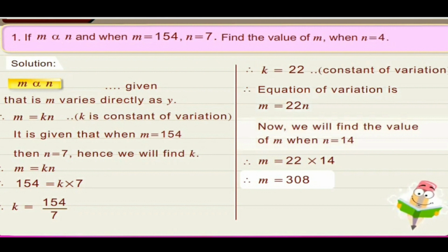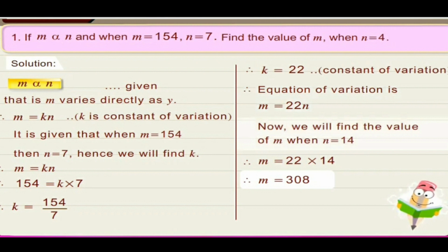Let's move to example sums. If m directly proportional to n, and when m is equal to 154, n is equal to 7, find the value of m when n is equal to 14. Solution: m directly proportional to n is given in the question, that is, m varies directly as n. M is equal to k into n, where k is the constant of variation. It is given that when m is equal to 154, then n is equal to 7, hence we will find k.